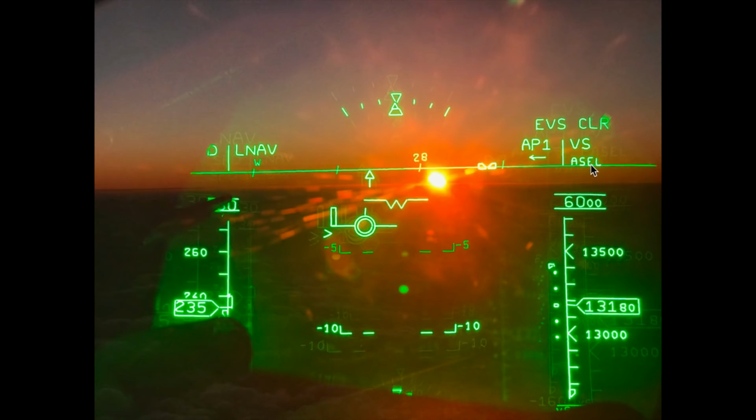That's one of the mistakes that many flat earthers made. They believed that by pitching the nose of the aircraft up, this horizon line would move. That is not how it works.